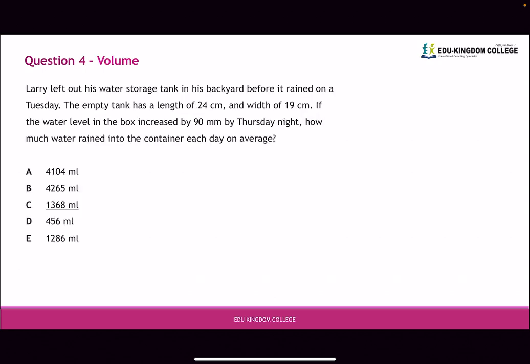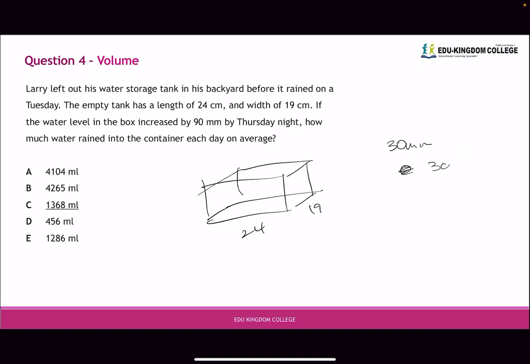Now, Larry left out his water storage tank in his backyard before it rained, so it's got a length of 24, and it's got a width of 19. And we want to know how much the height changed. The water level in the box increased by 90 mils by Thursday night. So it rained on Tuesday, Wednesday, Thursday. How much water rained into the container each day on average? So it rained 3 nights, which means that each night it averaged 30 mils, or 3 centimeters.